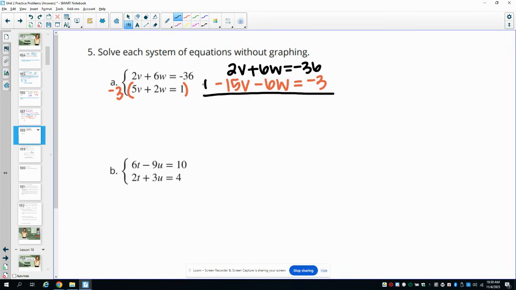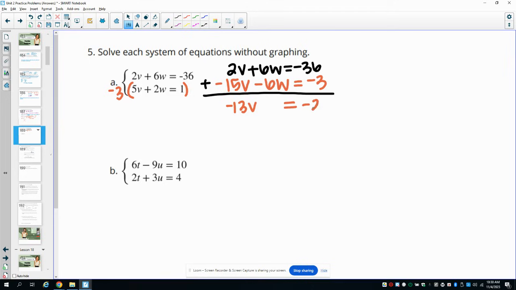And this allows me to add these equations together. So then we end up with -13v, and 6w plus -6w is 0.